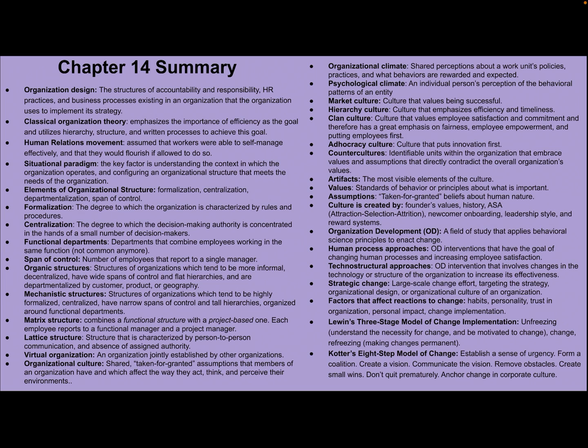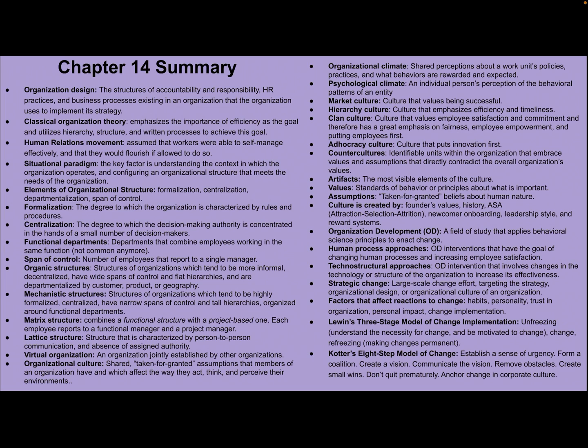A matrix structure combines functional and project-based, meaning that each employee reports to two managers, a functional one and a project one: one based on their actual duty and one based on what they're working on right now. A lattice structure has person-to-person communication, no managers, no assigned authority. People start their own projects. Seems a little nuts, but it works as long as you keep those numbers under 150. A virtual organization is an organization jointly established by two other organizations to be separate with a new venture.